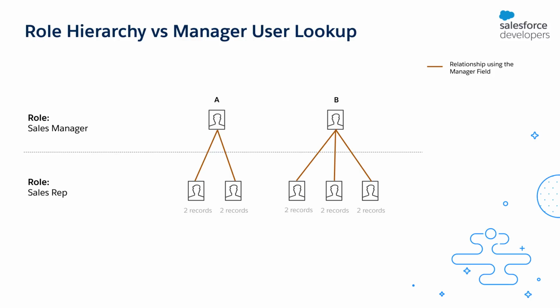Now let's assume each of the sales reps owns 2 records. Now how many records will manager A have access to? It is actually 10, not 6. Manager B also has access to 10 records, not 6. That is because the role hierarchy purely considers the roles of users, irrespective of what the manager field contains.